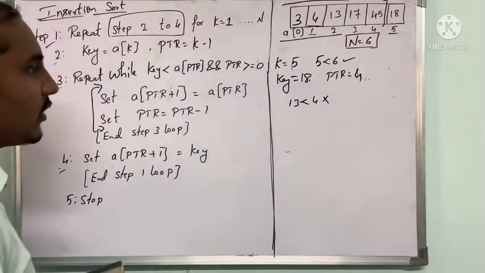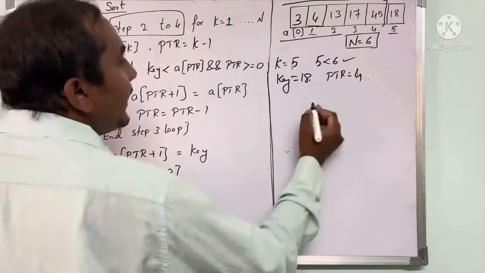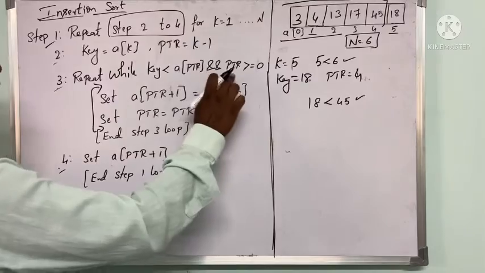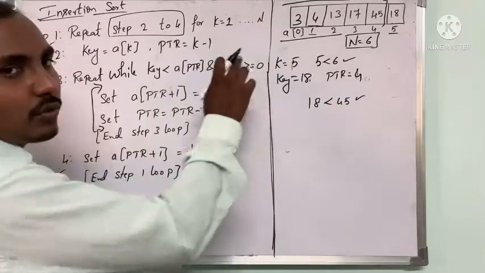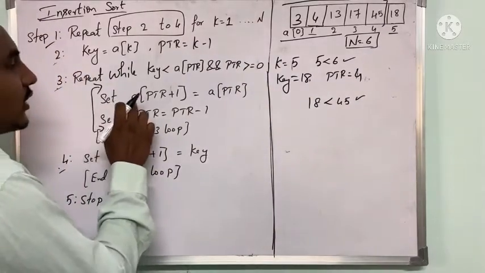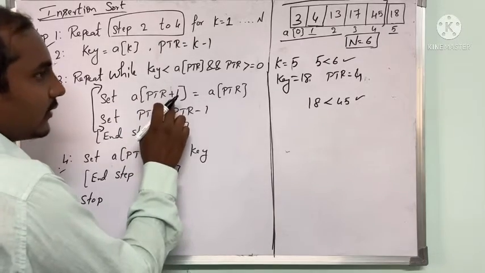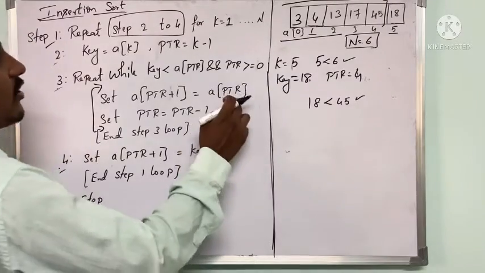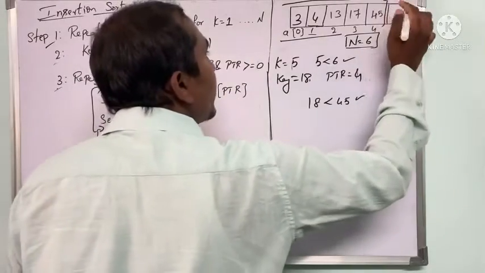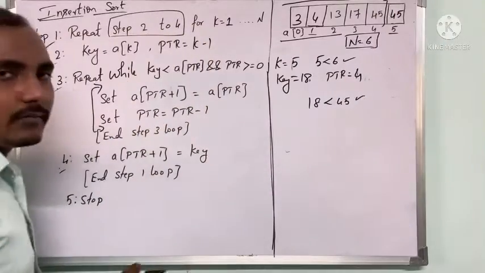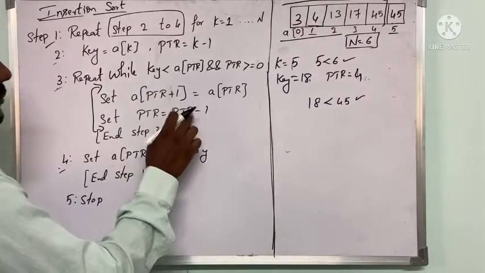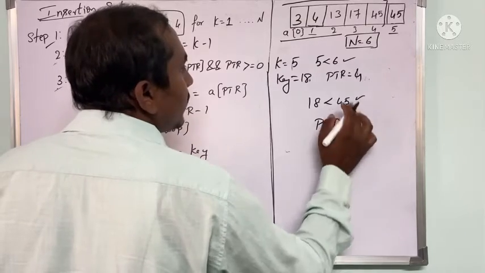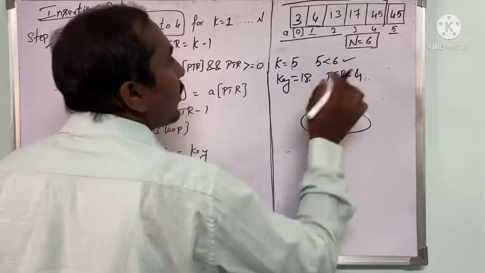On the last element, we are going to compare whether 18 is less than 45. That is true. And ptr value is 4, which is greater than or equal to 0. That is also true. In that case, we are going to set A of ptr plus 1. That is, ptr was 4. 4 plus 1 will become 5 equal to A of ptr. In the sense, this will become 45. Okay. So I'll reduce ptr equals ptr minus 1. So ptr was 4, now it will become 3.